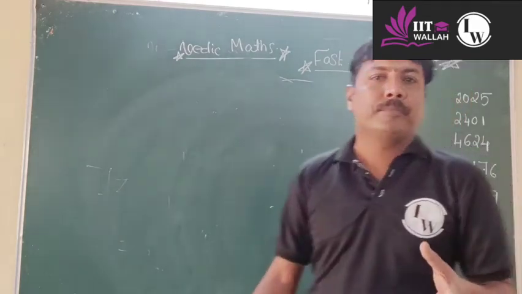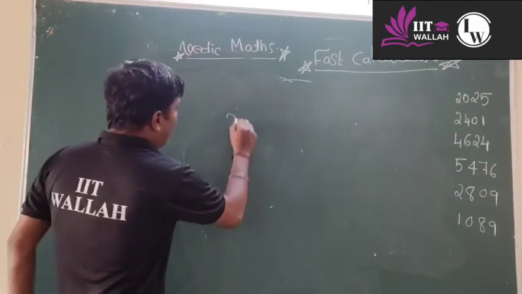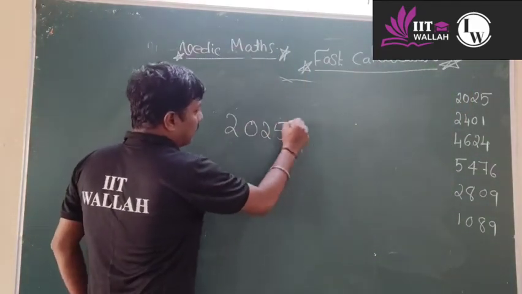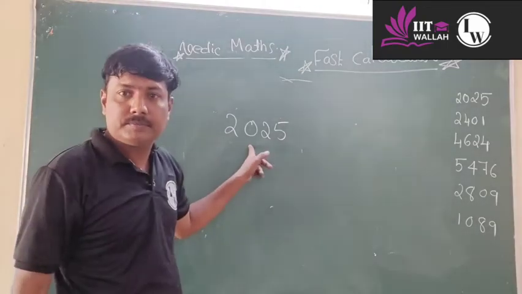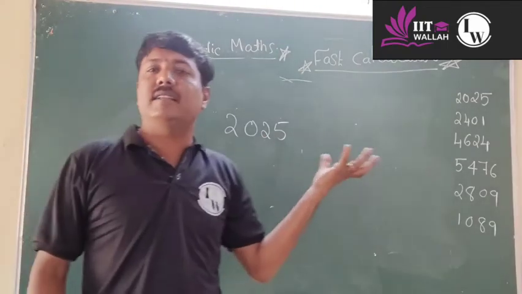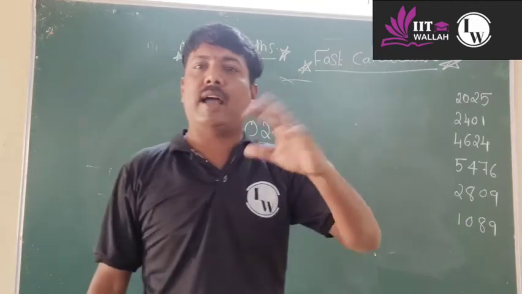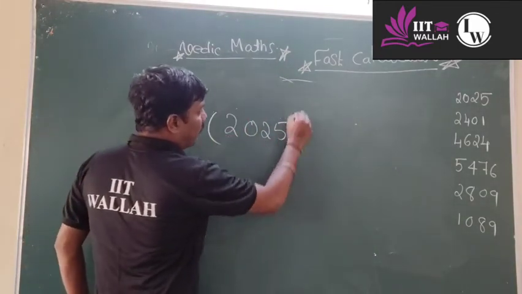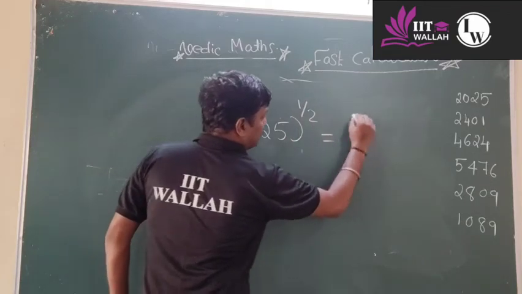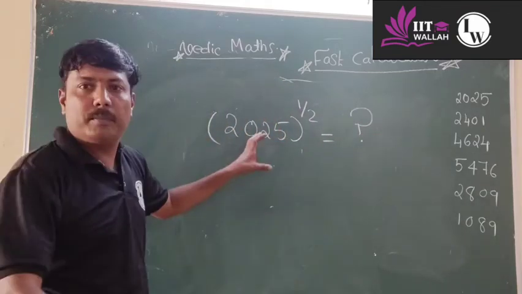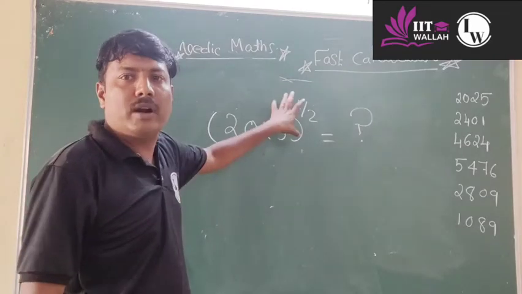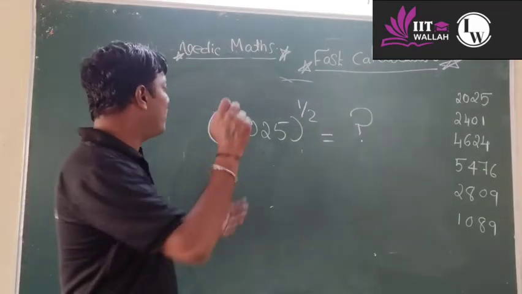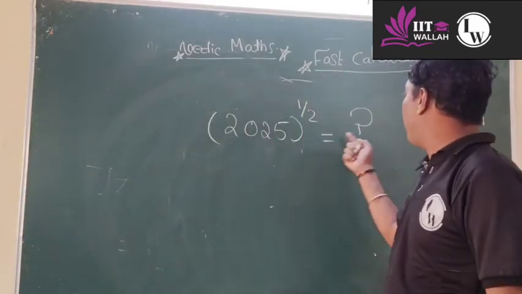So first of all, 2025. This is a perfect square. So how can we find the square root of this very fast? That is what I am going to discuss now. So we want the square root of this. Square root means raised to 1 by 2, right? So we want the square root of 2025.